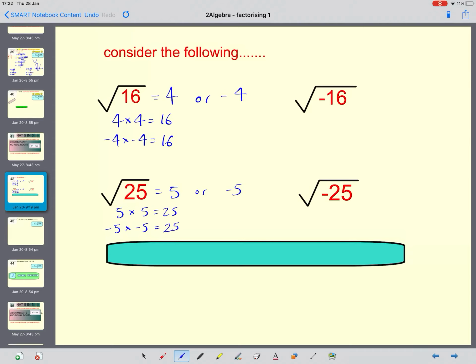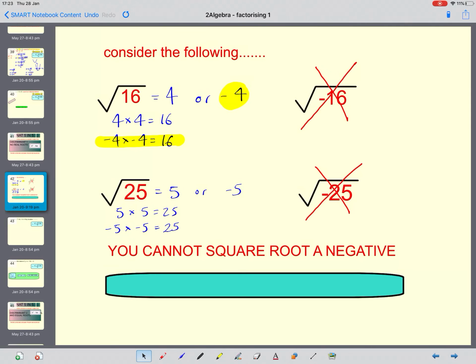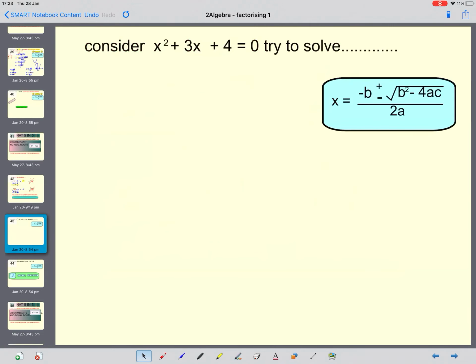So if we considered the square root of negative 16, remember what the square root is. You're trying to find a number that multiplies by itself to give you the answer under the square root sign. Now, you might look at it and think that it's negative 4, but we already discovered that negative 4 was a solution for the square root of 16, because negative 4 multiplied by negative 4 is positive 16, not negative 16. Therefore, there are no two numbers that can multiply together to give you negative 16, so there is not a solution here. Similarly, there is not a solution for the root of negative 25. There is actually not a solution for any square root of a negative, so you cannot do it. So I want you just to think about that for the next slide.